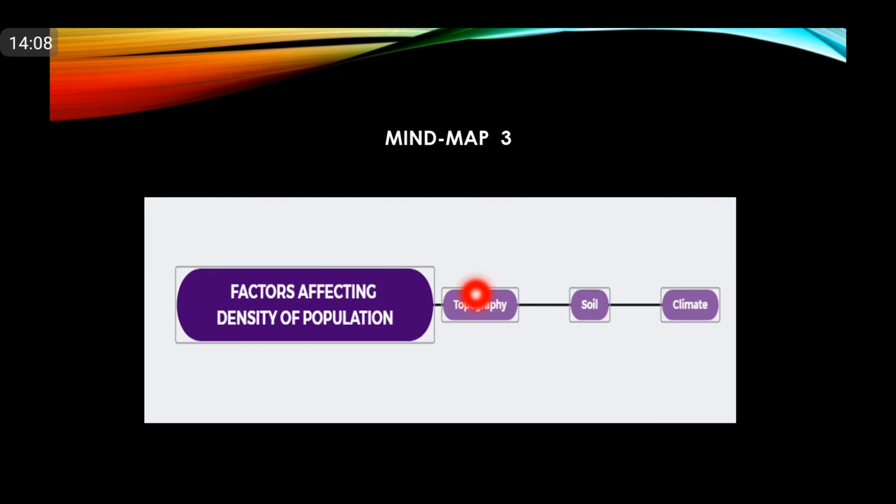Now let us move to the second factor, that's your soil. Soil is an important factor in determining the density of population in an overwhelmingly agricultural country like India. That plays a very important role, because fertile soil supports higher population density, while infertile soil leads to low density. Can you give me an example? You have to write it down in your notebook.